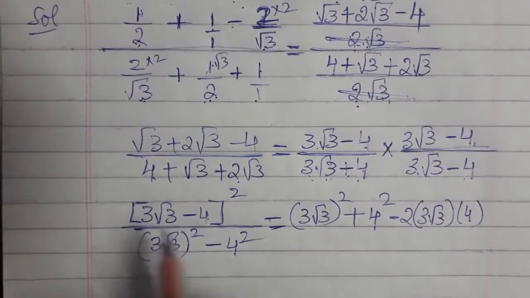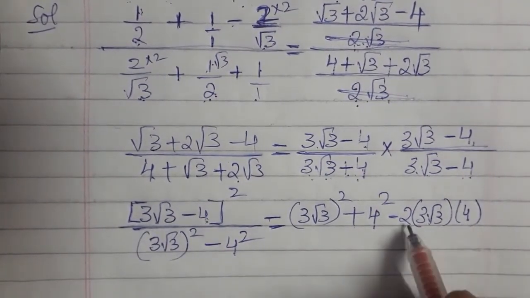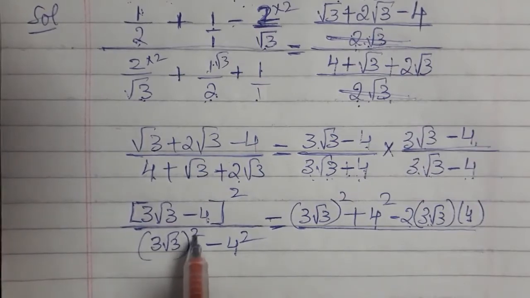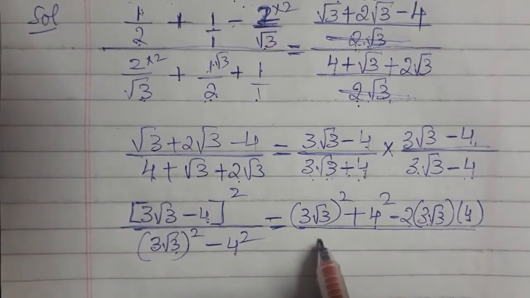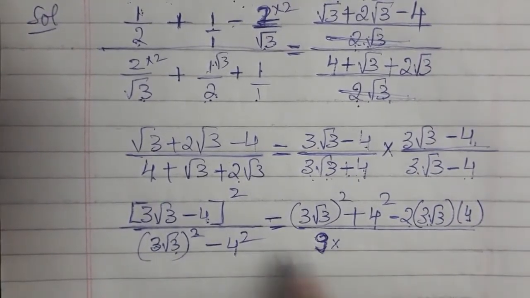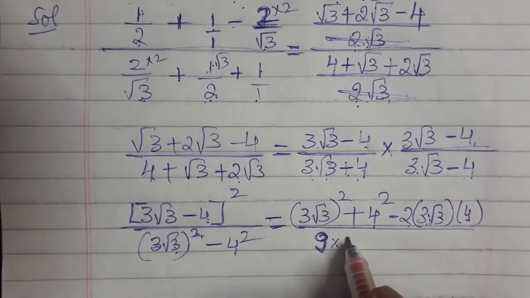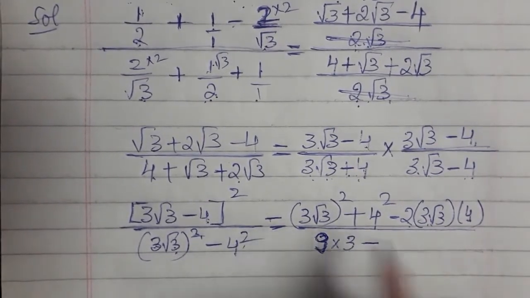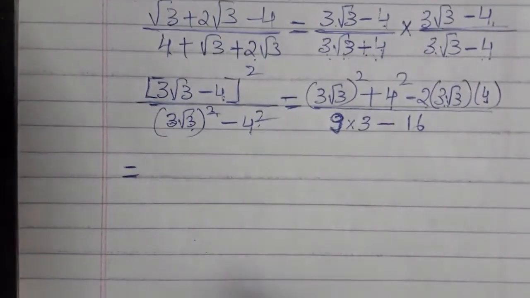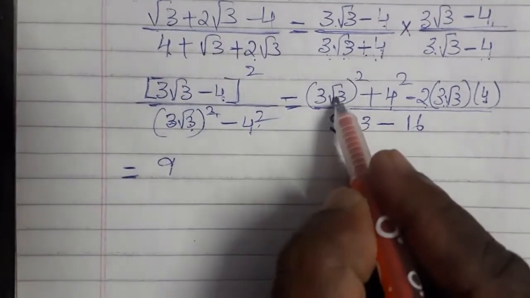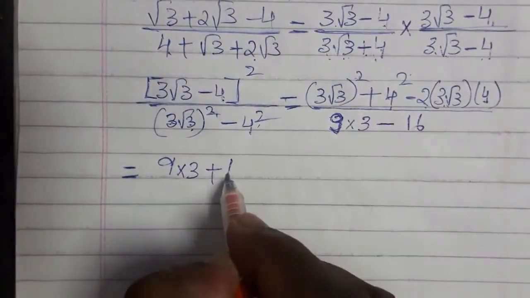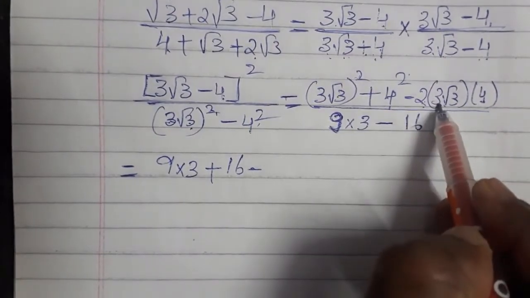In place of a you have got 3 root 3. In place of b you have got 4. So 2ab will become 2 into 3 root 3 into 4. Denominator. Now this square belongs to 3 as well as root 3. So this will become 3 square is 9. 3 square is 9 into square root 3 whole square is nothing but 3 minus 4 square is 16. Now again simplify. Here 3 square is 9. Root 3 whole square is 3 plus 4 square is 16 minus 2 3s are 6.